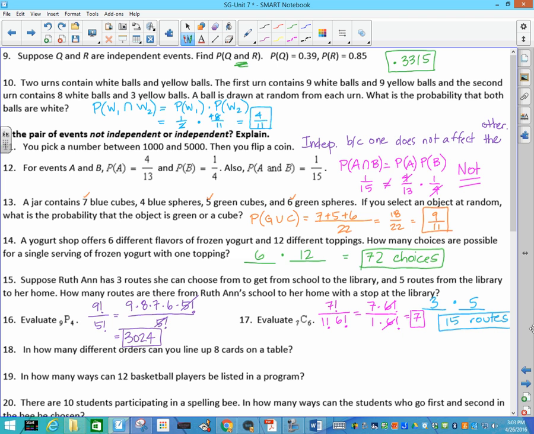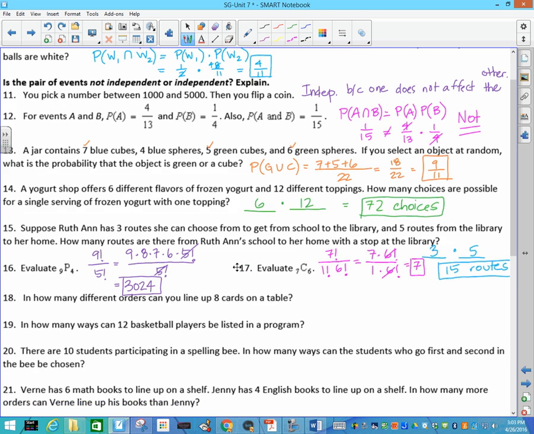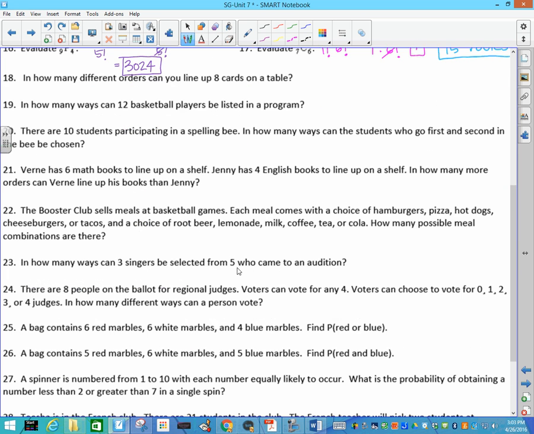Okay? How many different orders are we getting there, y'all? We're getting so close. How many different orders can you line up 8 cards on a table? 8 cards means I have 8 slots, and 8, 7, 6, 5, 4, 3, 2, 1 is the same thing as 8 factorial. And 8 factorial is 40,320. It's more than one. I need a label. How many different orders? So I'm going to write orders.